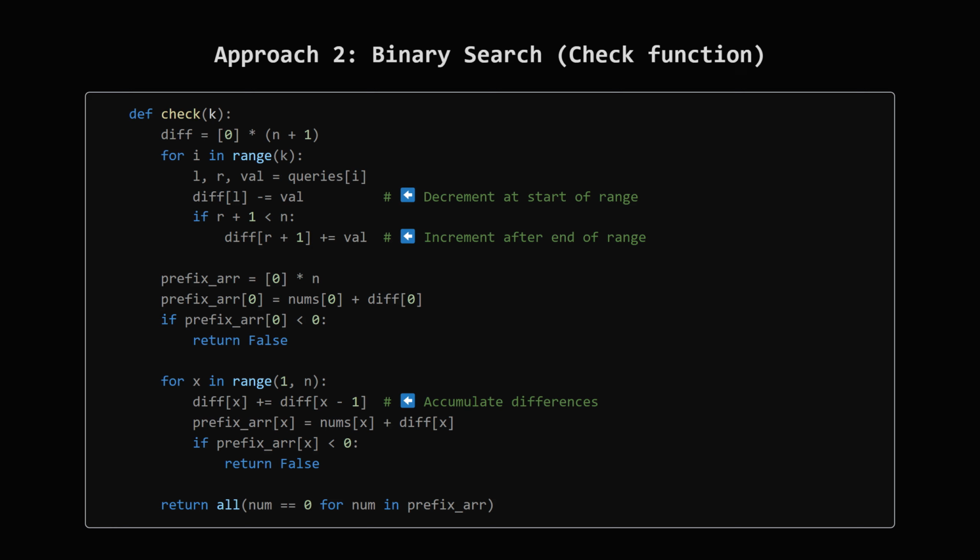After calculating the first element, if it is less than 0, we return false. Then, in the loop, we calculate the actual change at the current position by adding the previous difference value: diff i plus equals diff i minus 1. Then we add this accumulated difference to the corresponding element in the original nums array. If any element is negative, we know it cannot be a zero array with k queries, so we return false. Finally, we check that all the elements are 0.